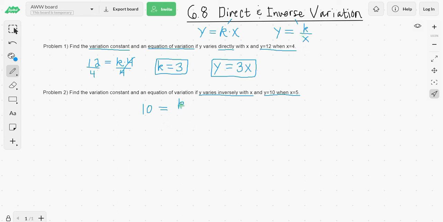So k over x here is 5. Okay, and then to solve for k, we just need to take both sides of this equation and multiply by 5. This leaves us with 50 is equal to k. So now we've got our variation constant. We just need to plug it back into our original formula, which means we have y is equal to 50 over x.